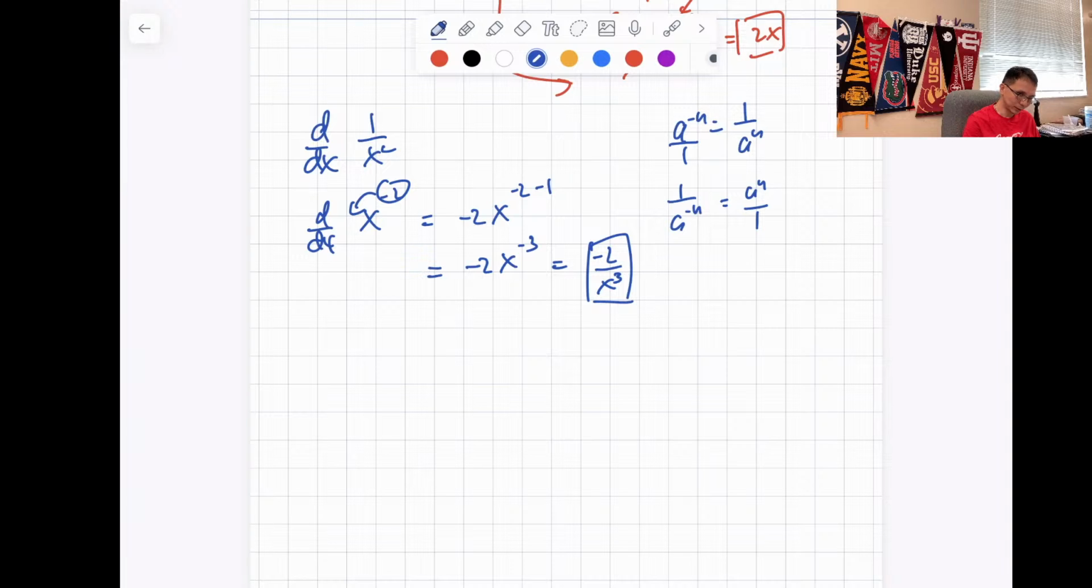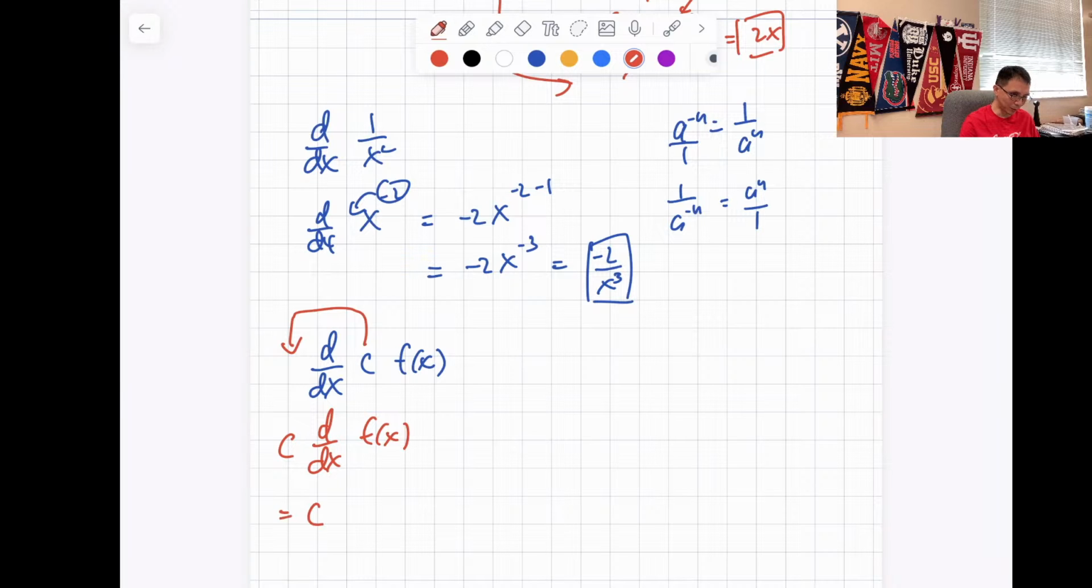Okay, so now let's take a derivative of this. Now, I want to talk about this one as well. The derivative d/dx of c times f of x, where c is a constant. The c can be taken outside in the front. So d/dx of c f of x is equal to c times f prime of x. That's called the constant multiple rule.